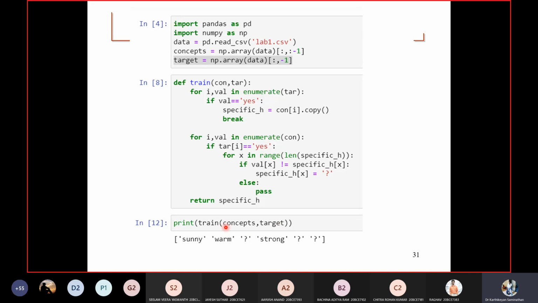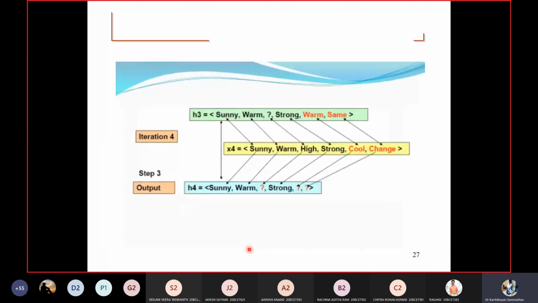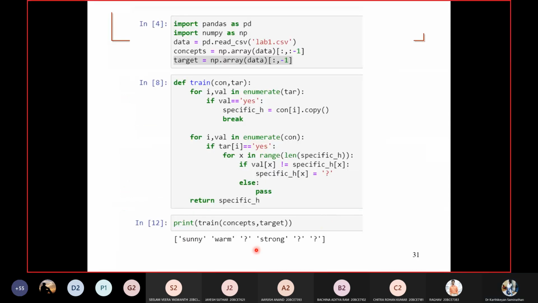So now it will run. Train is my function, train of concept comma target. Whenever this function is called, obviously it will print sunny, warm, question mark, strong, question mark, question mark. The same thing we got as output in that program, in the problem solving. See here the output: sunny, warm, question mark, strong, question mark, question mark. The same thing we got here as output.